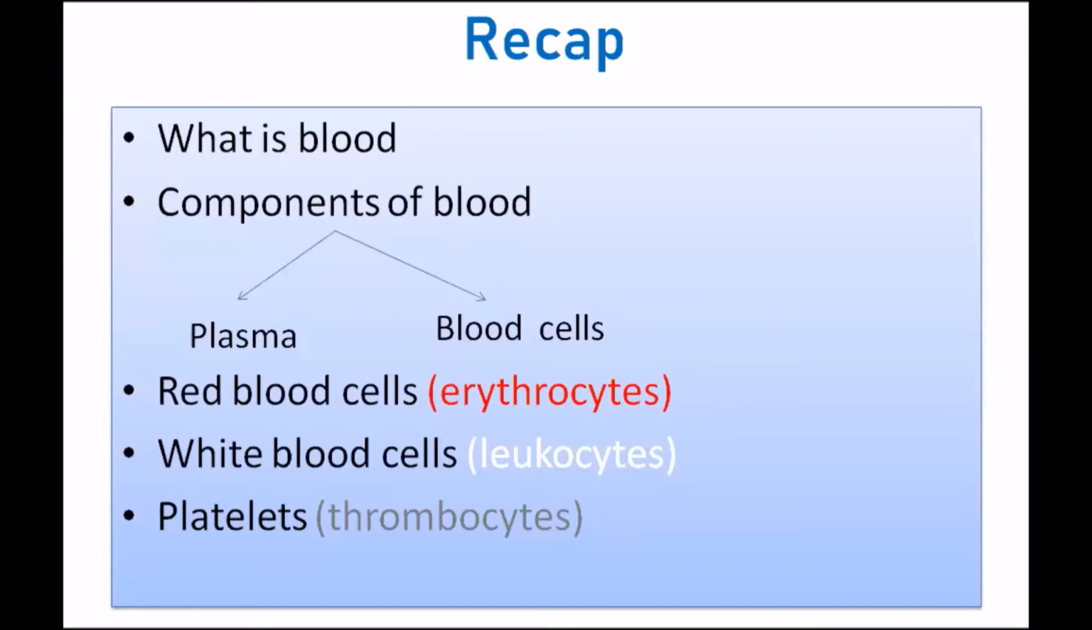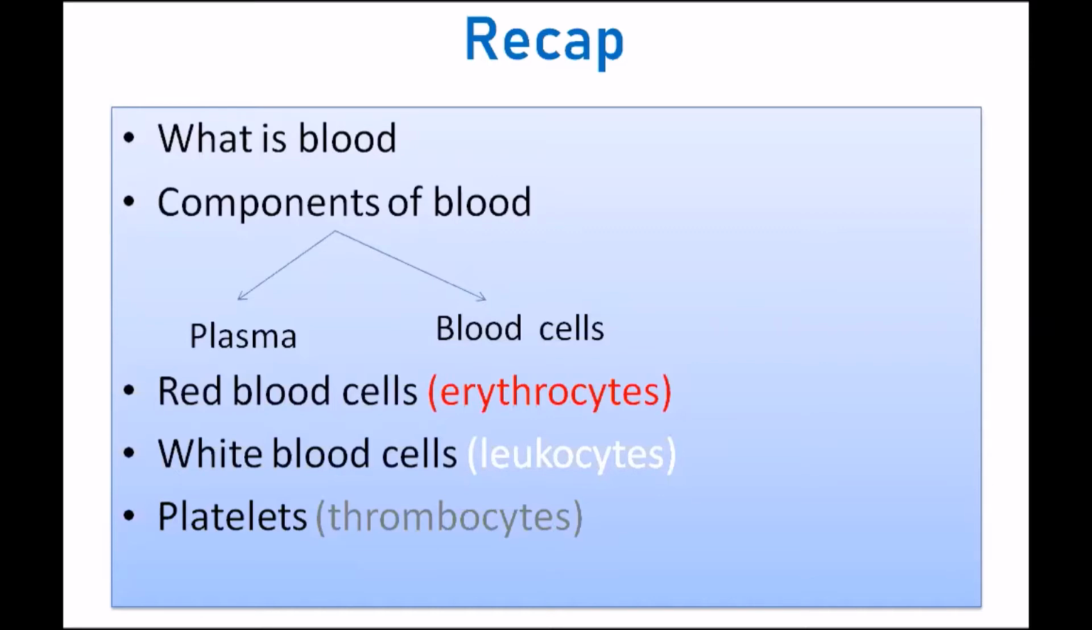We discussed what blood is and the components of the blood, of which there are basically two main components. One is plasma, which comprises 55% of the total blood volume, and the other is the blood cells, also known as formed elements, which comprise the remaining 45% of the blood volume. Blood cells are further classified into three categories: red blood cells, erythrocytes, which were discussed in detail in the previous lesson. Today, we will discuss the remaining two blood components, that is white blood cells, known as leukocytes, and platelets, which are known as thrombocytes.